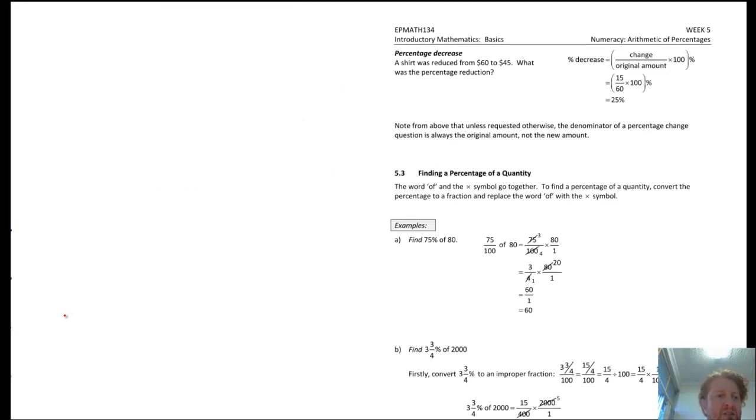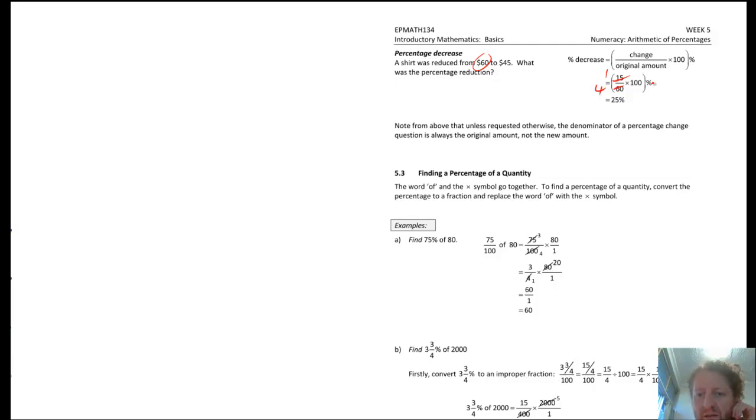Another example, percentage decrease. It's no different. It's just we're using the word decrease instead of increase. I could put a minus in there and say, look, the increase is minus 25%. I'd rather say the decrease is 25%. So that's what we do. We just look at what was the change. Well, if the shirt went from 60 to 45, the change is clearly $15. The original price of the shirt was the 60, not the 45. So it's a 15 on 60 times 100. And there's one 15 there, there's 4 15s there, that's a quarter of 100, that's a 25% decrease.